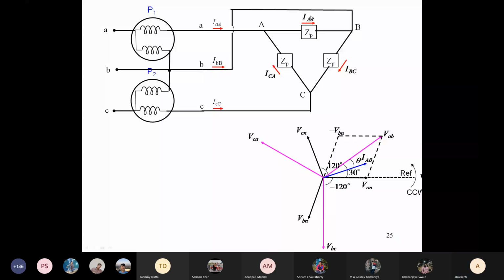Across AB, it is VAB, and IAB lags VAB by an angle theta, as shown in the phasor diagram. So you can find out IBC, ICA. IBC will also lag VBC by an angle theta. Similarly, ICA will also lag VCA by an angle theta.